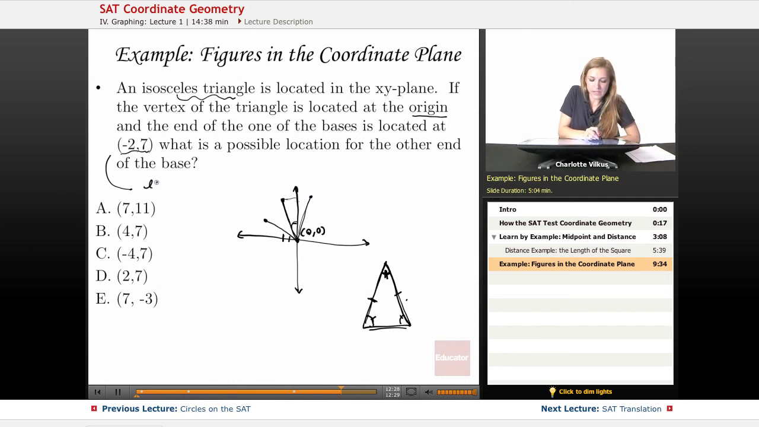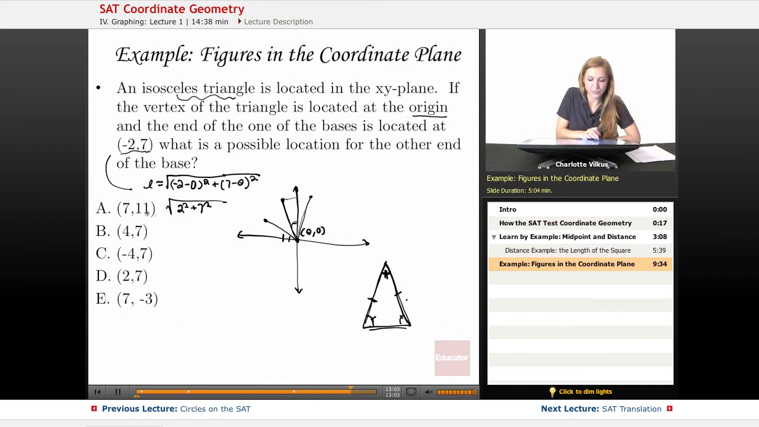So the length of this one is going to be the square root of -2 minus 0, because I do have 2 points, right? I have the origin and this one, and that's important to remember, plus 7 minus 0 squared. So basically I have the square root of 2 squared plus 7 squared, and I have to figure out one of these points that's going to give me another length that's that same amount.